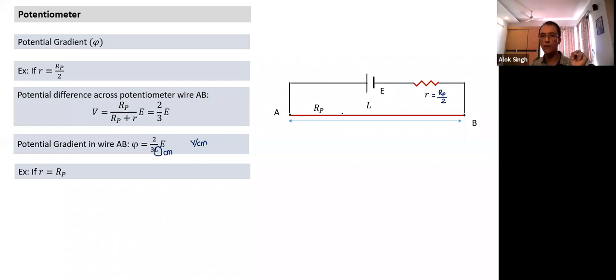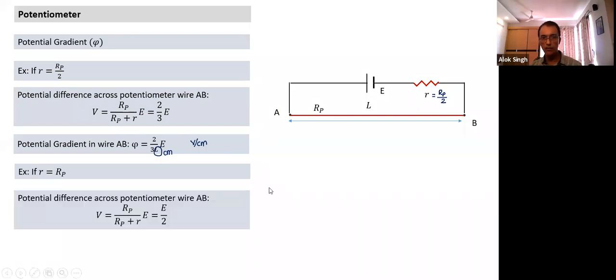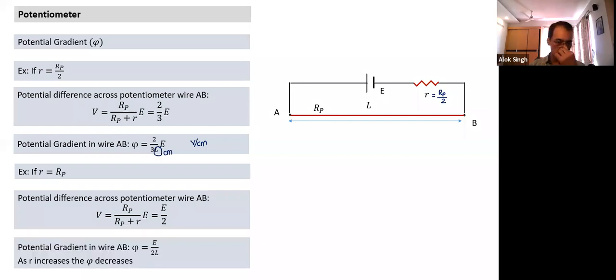If R is equal to Rp, again easy. Potential difference becomes E by 2, and potential gradient becomes E by 2L. So what we notice here, as we increase R, what is happening? As we increase R, the proportion of potential drop here is increasing, and the potential drop here is decreasing.